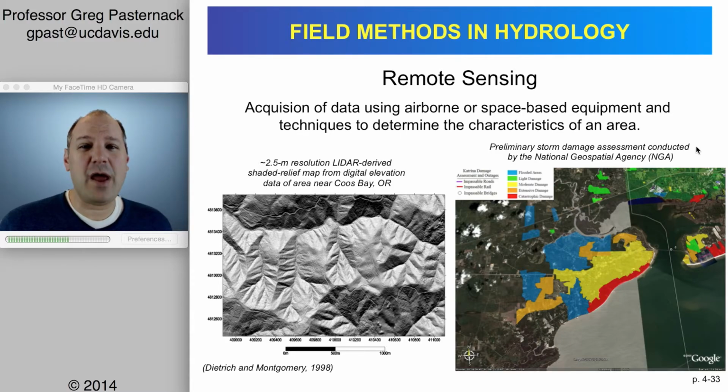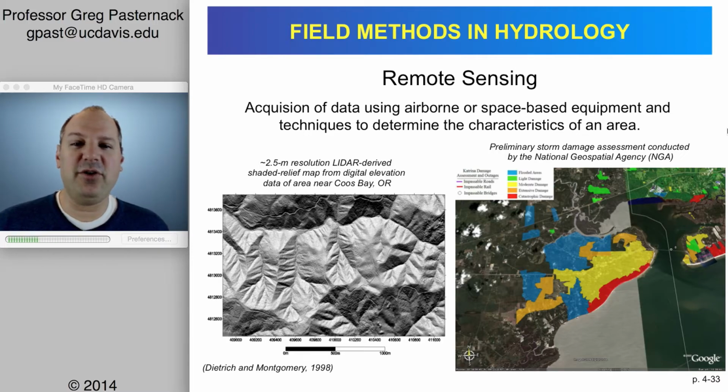Remote sensing is incredibly powerful. It's becoming more and more powerful. It's becoming less and less expensive. It's one of the most important developments in the beginning of the 21st century that is very central to the future of hydrology. And so it's going to be a field method.